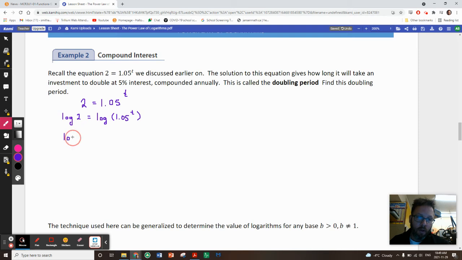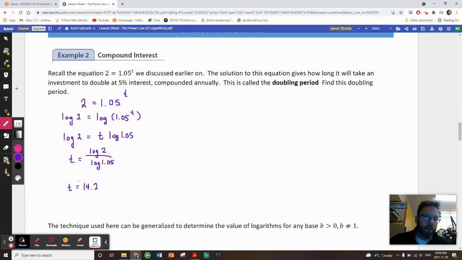This is the beauty of this power law of logarithms, because it gives us a way to access that variable in the exponent. It is equal to t times the log of 1.05. And we can isolate t. t is equal to the log of 2 divided by the log of 1.05. And our calculators can handle this. We have our log buttons. Log 2 divided by log 1.05. And so I got about 14.2.